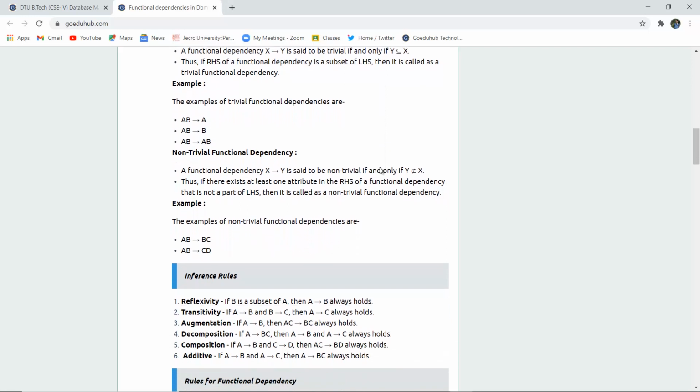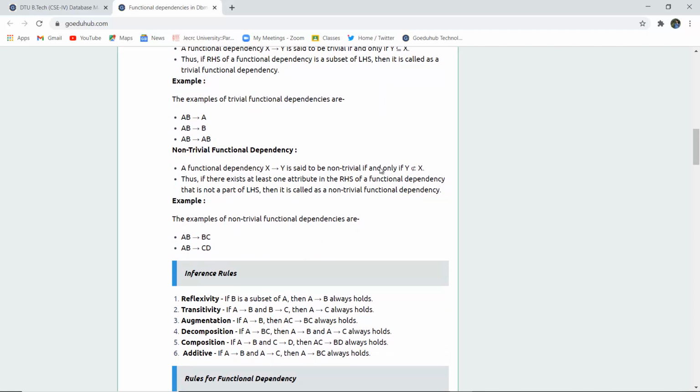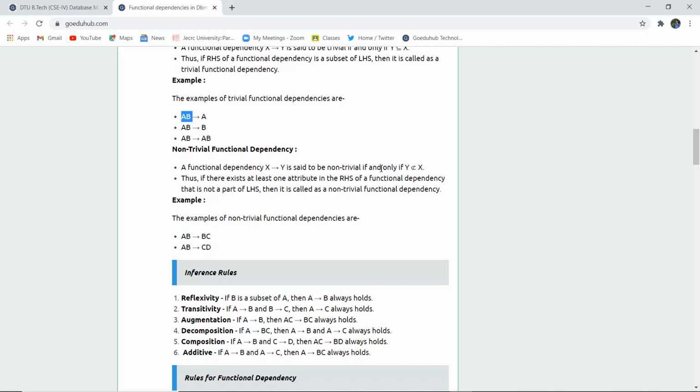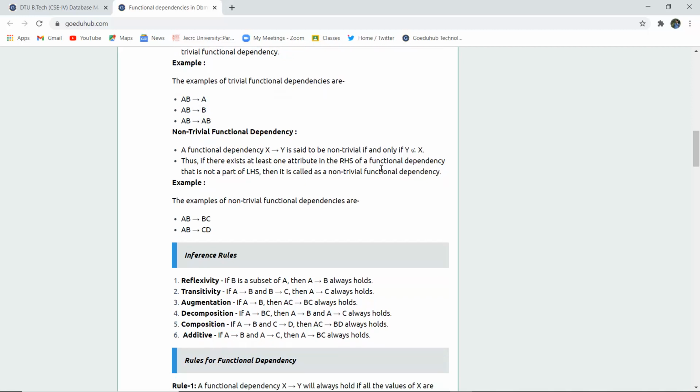Similarly, here are a few examples of trivial functional dependency, such as AB to A: every element of A belongs to AB, which means AB is the determinant and A is the dependent. Similarly, every element of B is found in AB and every element of AB is obviously in AB.